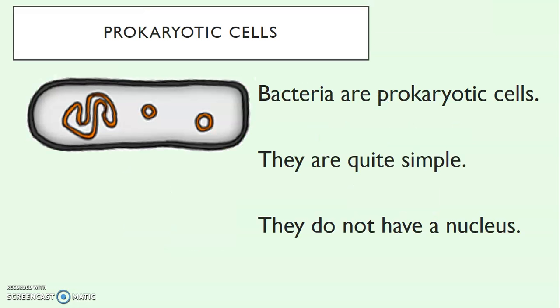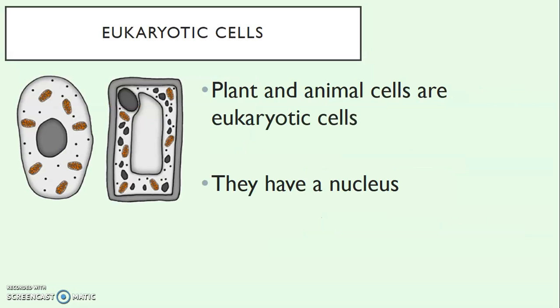Now, prokaryotic cells are bacteria. They're very, very simple. They don't have a nucleus. Instead, they've just got their DNA in a circular loop, all bunched up. They sometimes have things called plasmids, which are just loops of a little bit extra, but they're quite simple. The ones we're focusing on today are the eukaryotes, and these are plant and animal cells. The big difference is that they have a nucleus, so their DNA is inside its own little membrane, which we call a nucleus.